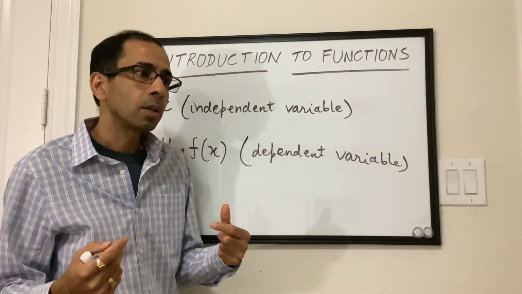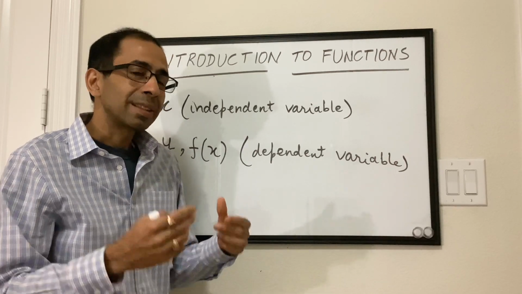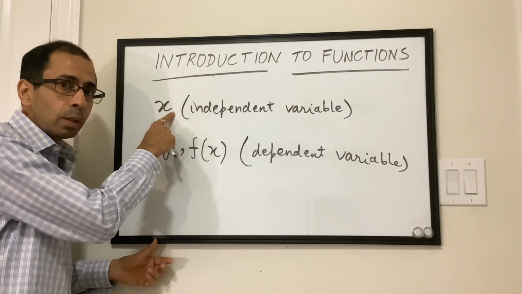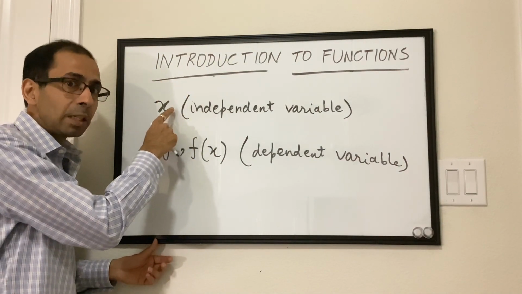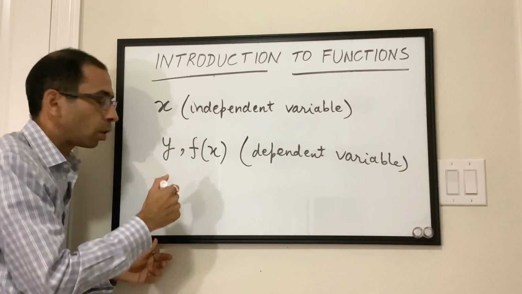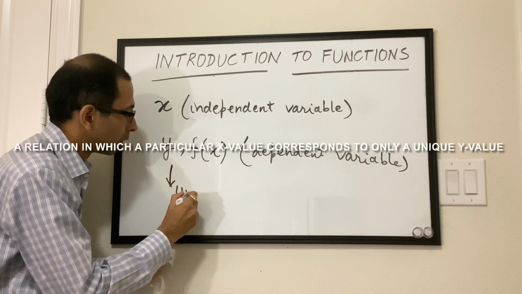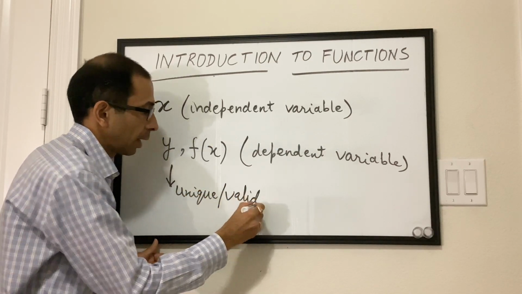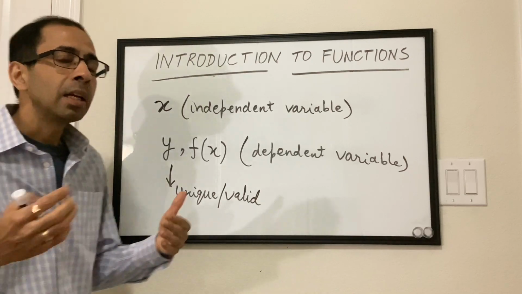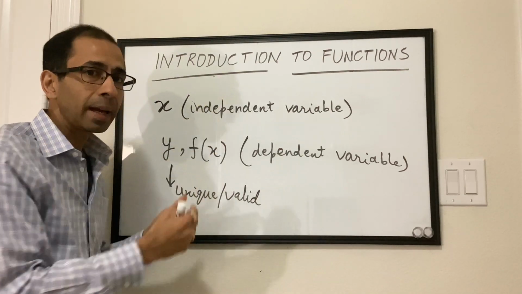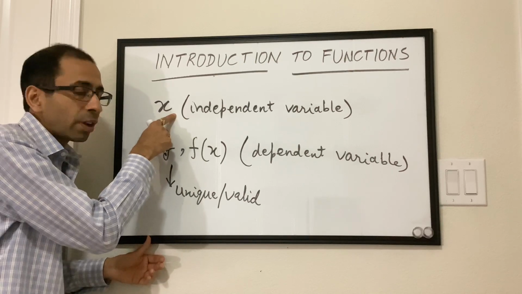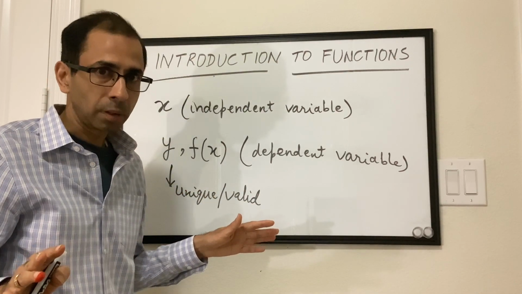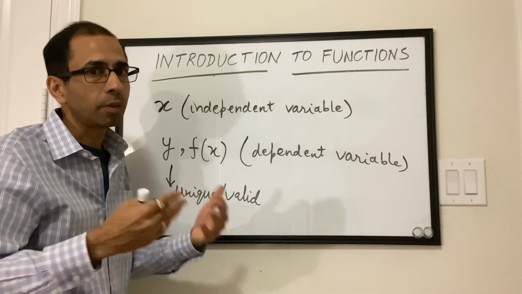The trick here is to understand that the relationship should be in such a way that for any particular value of x, there should be only a unique valid value of y. The point I'm trying to make is that if you have a relationship between y and x, but for any value of x there are 2 or more values of y, then that is not a function. That is a relationship, but that is not a function.